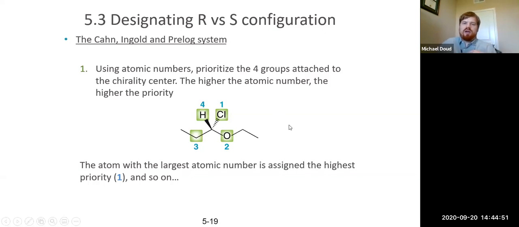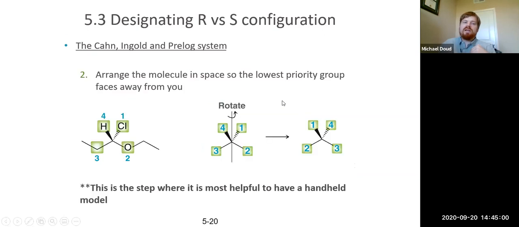So that's the way it goes, basically. The higher the atomic number, that gets the number 1 priority, then oxygen gets 2, carbon gets 3, hydrogen is 4. Now what we want to do is rotate it so that the hydrogen faces away from us. The way I do this is in my head: you can just flip it in your head, and then you designate, okay, it's 1, 2, 3. So I'm looking at it from the opposite perspective, and that's going to tell me which way we're going to go. You can also use a three-dimensional model that can help you out a lot as well.